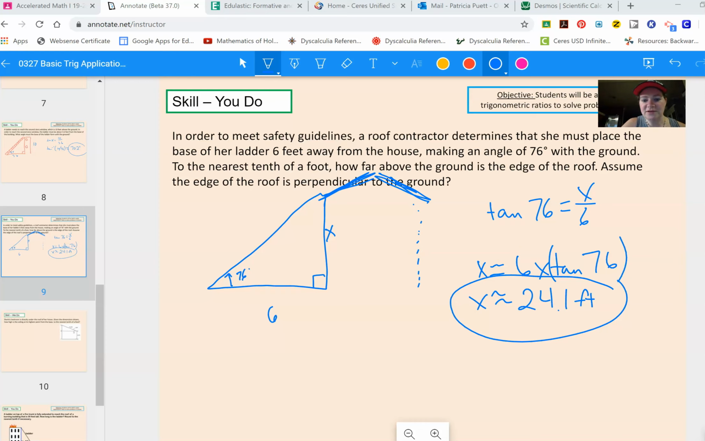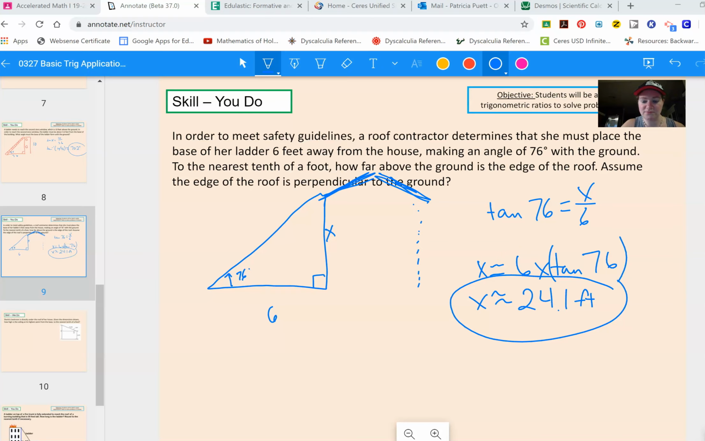In order to meet the safety guidelines, a roof contractor determines that she must place the base of her ladder 6 feet away from the house. So there's the house right here, and then there's the 6 feet. There's the ladder, making an angle of 76 degrees with the ground. So the angle of elevation is 76 degrees. To the nearest tenth of a foot, how far above the ground is the edge of the roof?